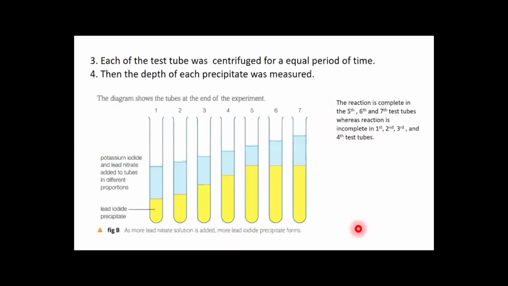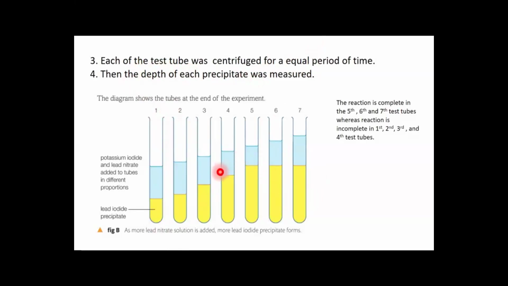Then after adding, what do we do? You can see the formation of the precipitate, right? By the appearance of the yellow color, you can see the formation of the precipitate. Then what are we going to do? We can't calculate how much precipitate is formed now. So what we are going to do is centrifuge each of these test tubes.